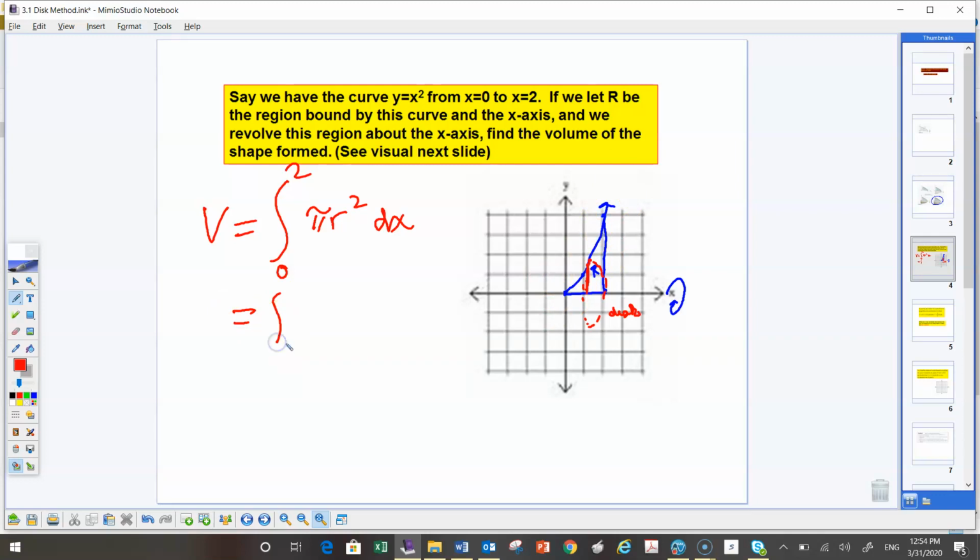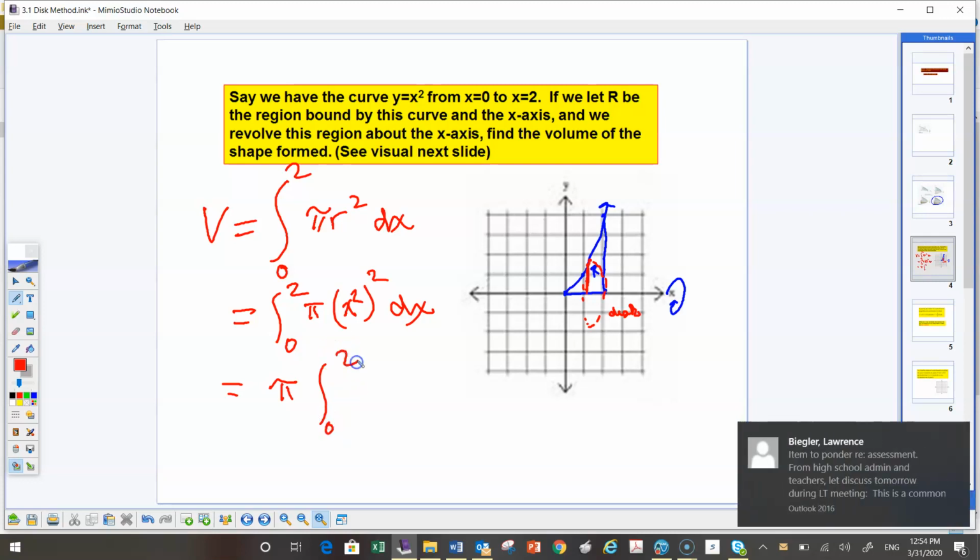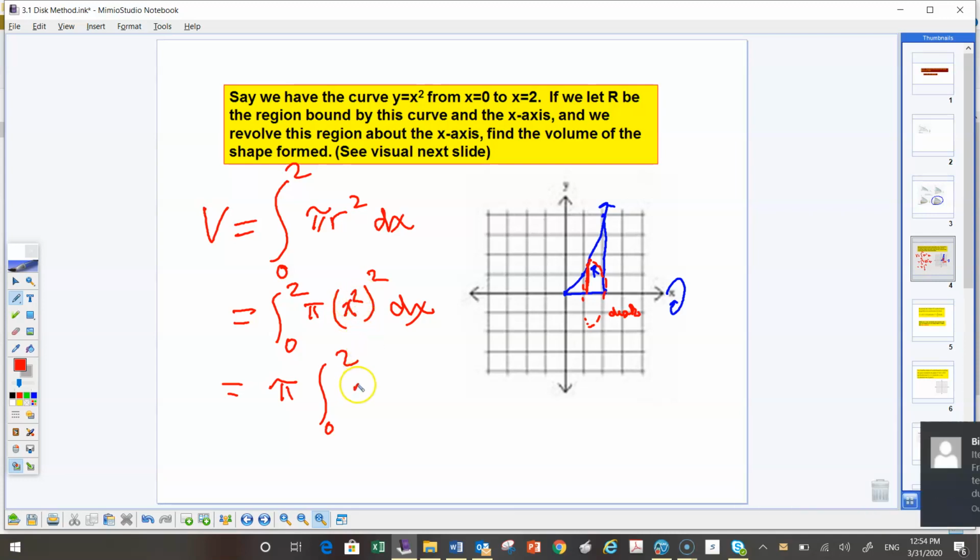So, to figure out the radius, it's going to be pi. Well, the radius is just my function in this particular case, so it's x squared, and I have to square it because it has to be radius squared, and I'm integrating with respect to x. To simplify this, quite often they'll bring the pi out front because pi is a constant. And if I square my x squared, I get x to the fourth dx. And now it's just a matter of performing the calculations for this integral.